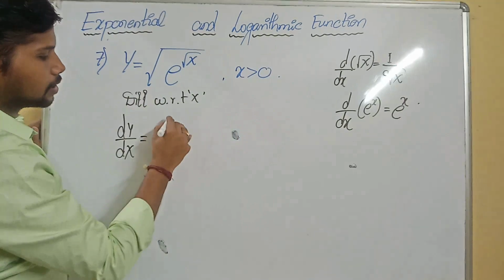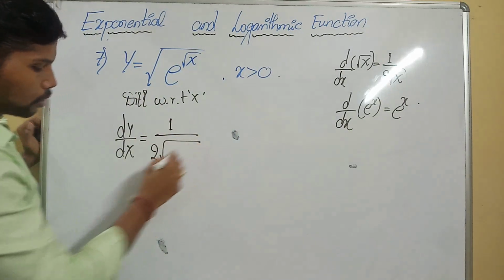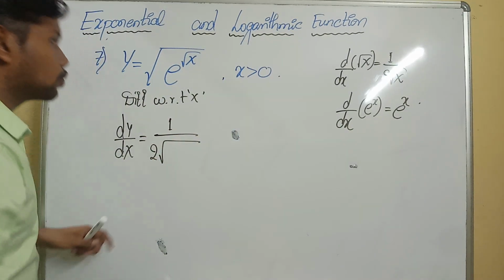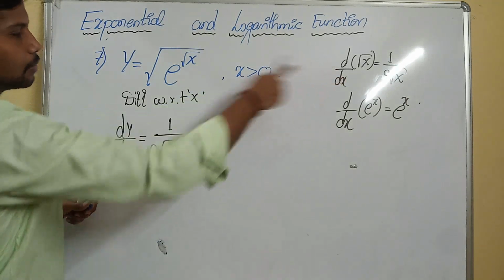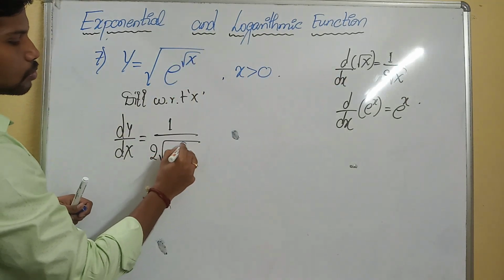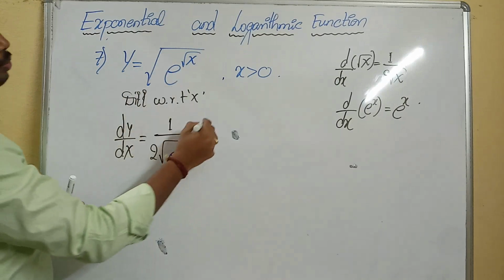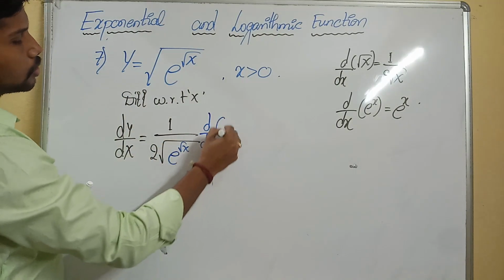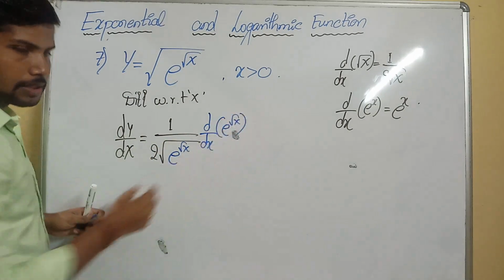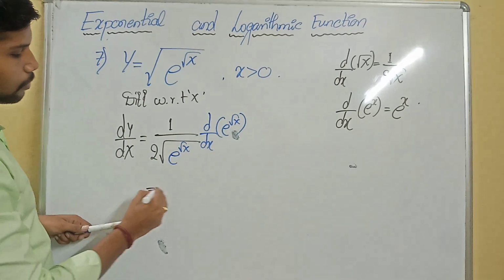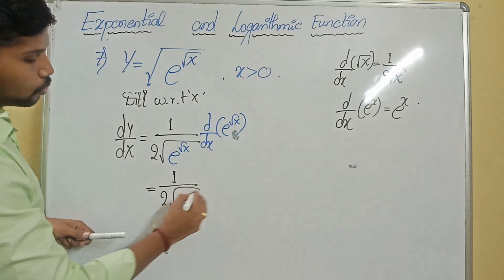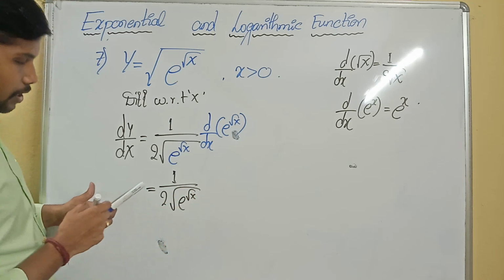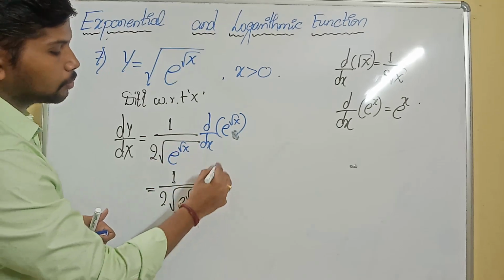1 by 2 root x. That's why I need to write 1 by 2 root of whatever is in the square root, as it is. There is x, we wrote x. Here it is e raised to root x. Okay. After that the root is over. Now I need to differentiate e to the power root x. Got it? Okay. Then it will be 1 divided by 2 root of e to the power root x. The derivative of e to the power root x will be e to the power root x only.